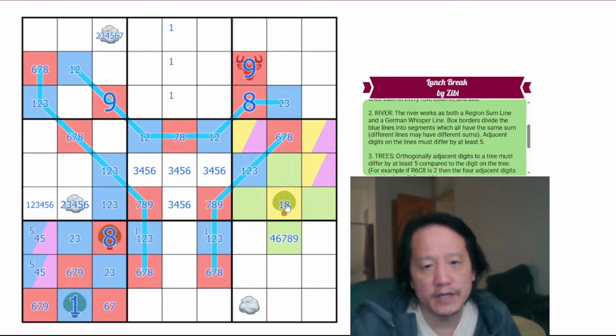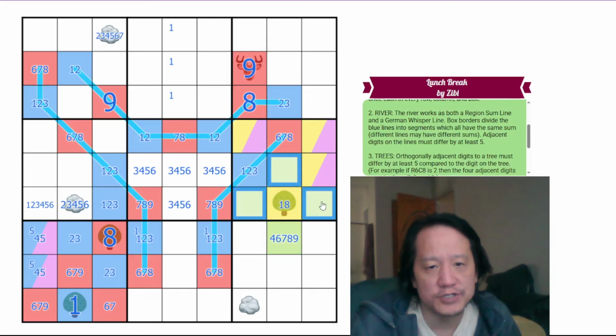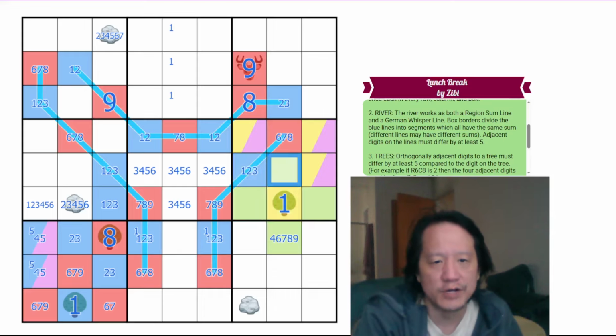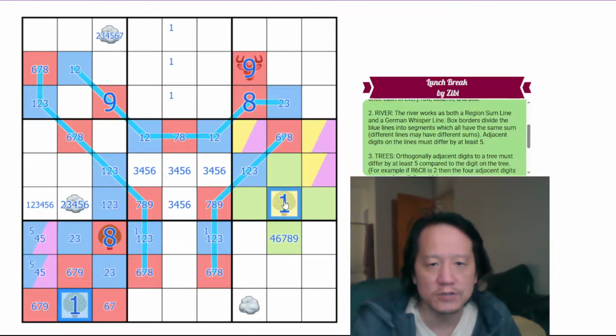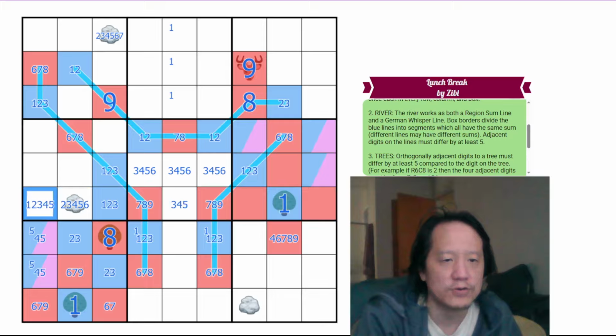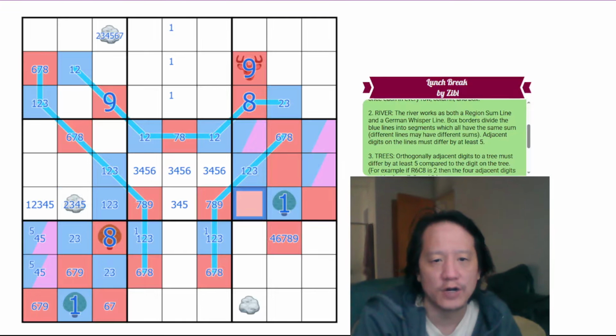So if this is 8, that would guarantee these 3 digits have to be 1, 2, and 3 surrounding this. But it cannot be 1, 2, and 3 because that would eliminate all possibilities for this cell. So this can't be 8. This is 1 then. So the yellows are all lows. And the greens are all highs. Which means we cannot have a high left in row 6 because we have 4 highs.